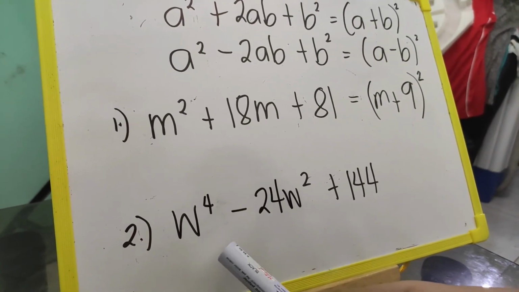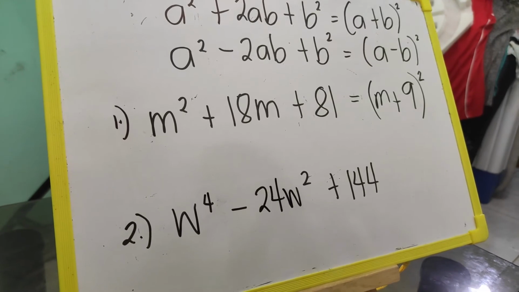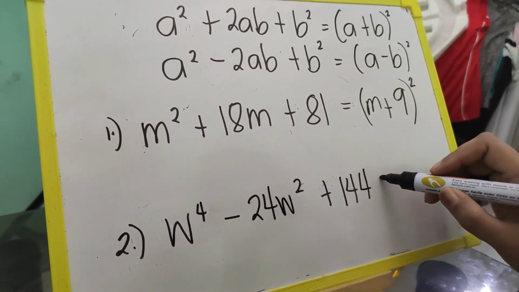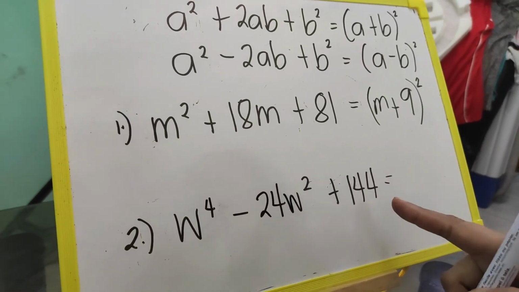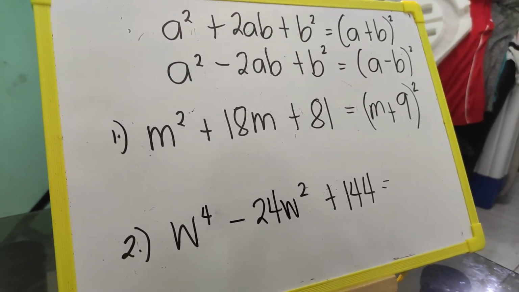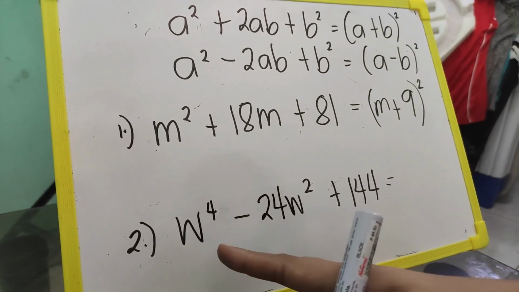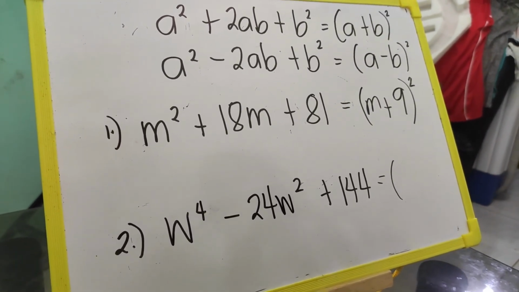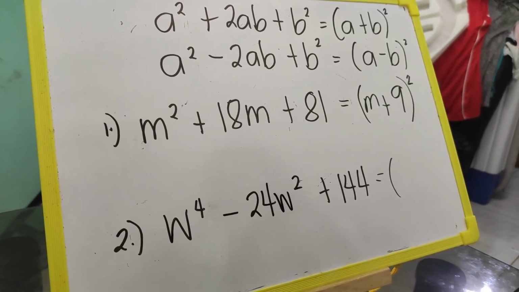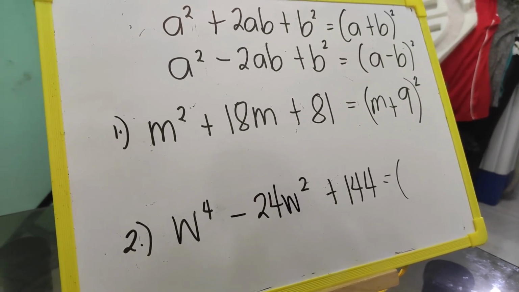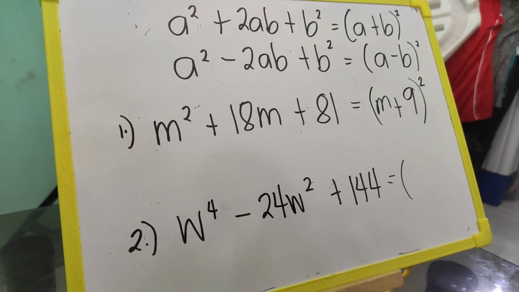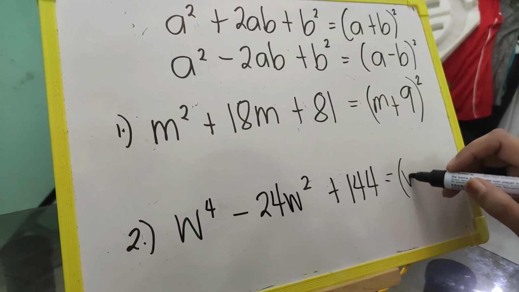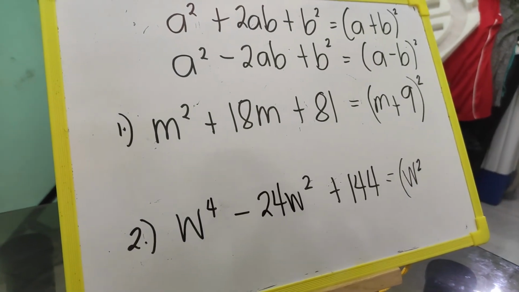Now let's have the second example. We have here w to the 4th power minus 24w squared plus 144. If you notice, w to the 4th power and the last term, which is 144, are both perfect squares. So what do you think is the square root of w to the 4th power? What variable with the corresponding exponent, when you multiply it to itself, gives w to the fourth power? That is w squared, right?